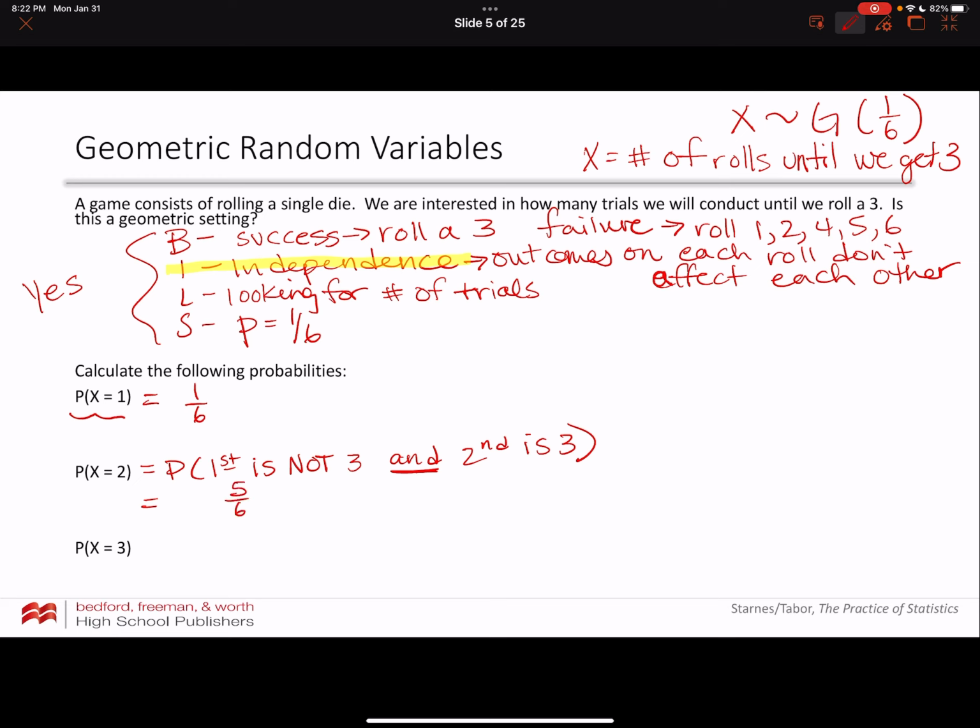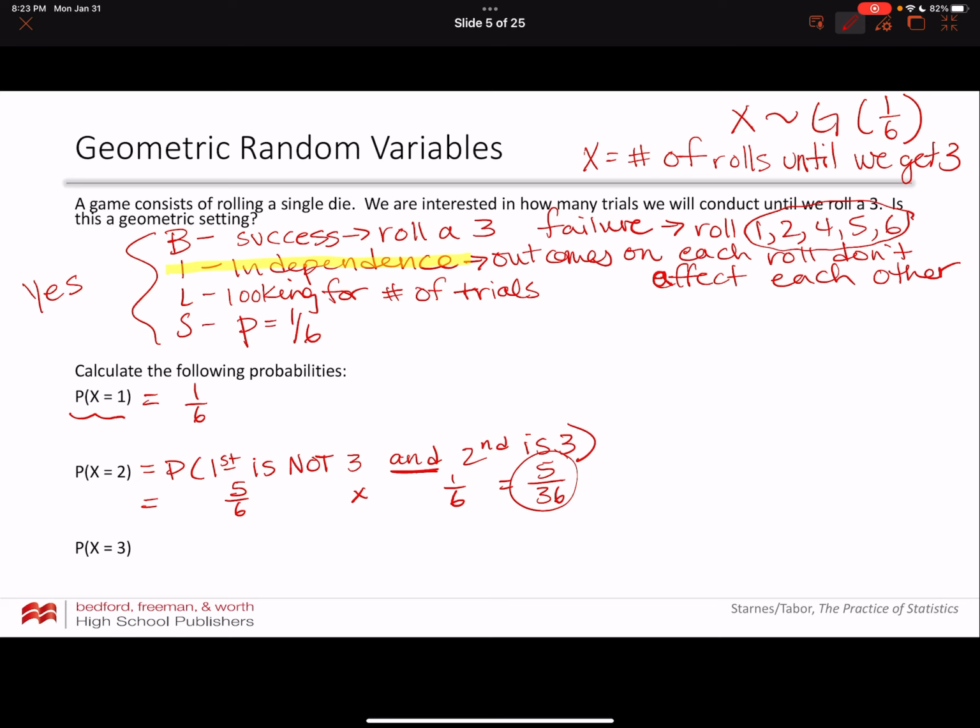That's 5 out of 6, right? The probability that the first is not a 3 would be a 1, 2, 4, 5, or a 6. So that's 5 out of 6 times the probability that the second is a 3. Well, that happens 1 out of every 6 times. So if I multiply these two probabilities together, 5 out of 36. So in other words, I have a failure on the first roll, and then I have a success on the second roll, right?